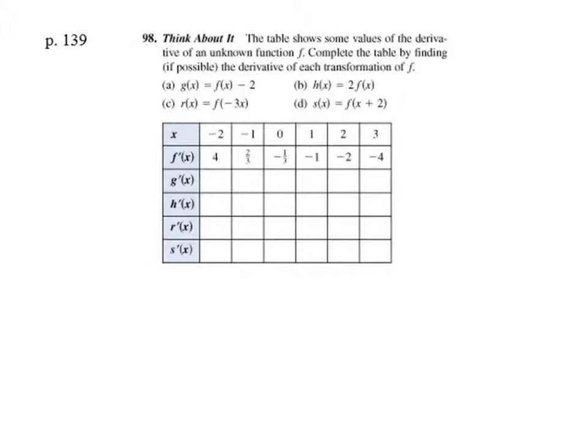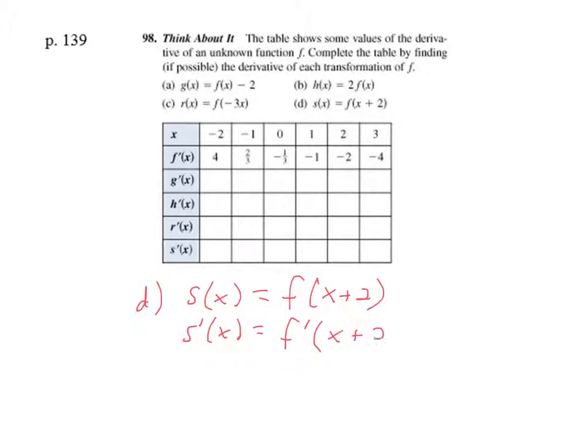Now if we were doing, say, letter D, just real quick, we would have s of x is equal to f of x plus 2, and we need to figure out what the derivative values are for s. So s prime of x is equal to, now we have a composite function here, so I need the derivative of the outside function. The outside function is f, so I'm going to go f prime, leave the inside function x plus 2 alone, and multiply by the derivative of the inside function, the derivative of x plus 2. Well, that would just be 1.